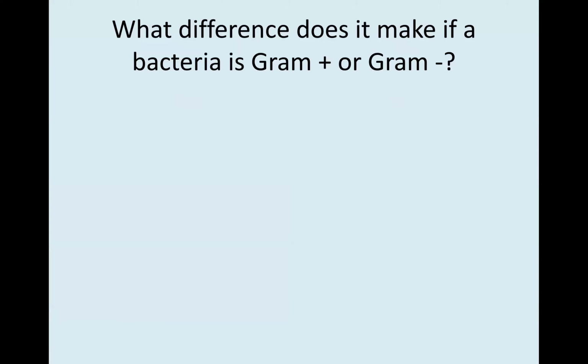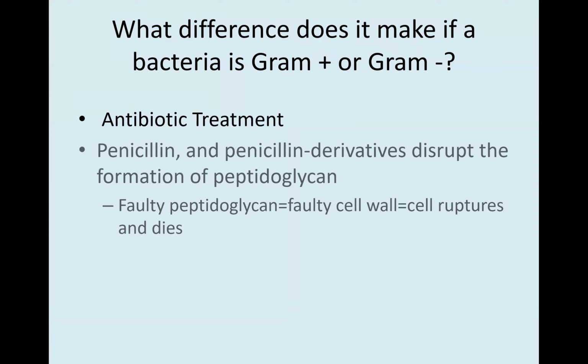All right, so what difference does it make if a bacteria is gram-positive or gram-negative, you might ask? Why is it important that we actually stain for this? And really, why do you care? The big thing is antibiotic treatment. The way that we would go about creating a defense against this bacteria would have to do with the antibiotic treatment. So when we think about penicillin, for instance, penicillin is very useful for gram-positive bacteria.